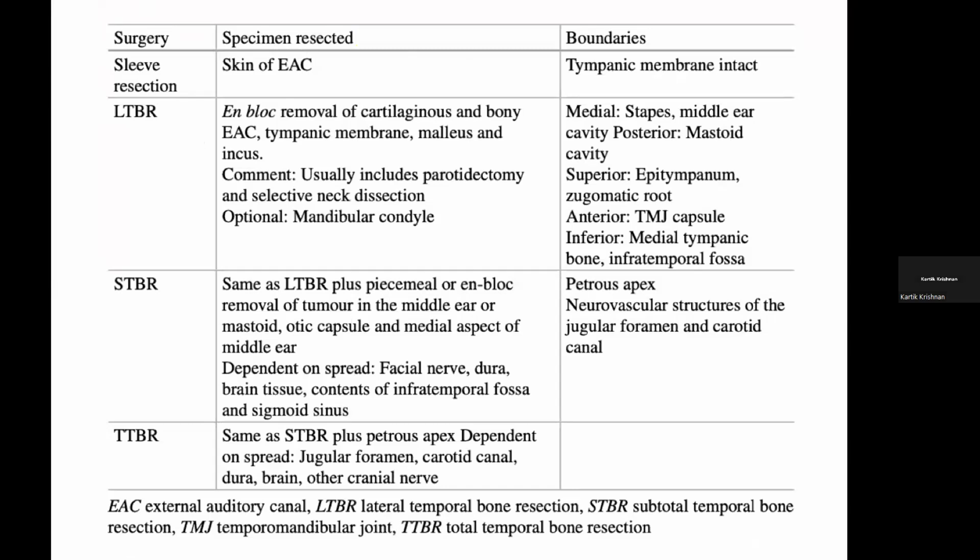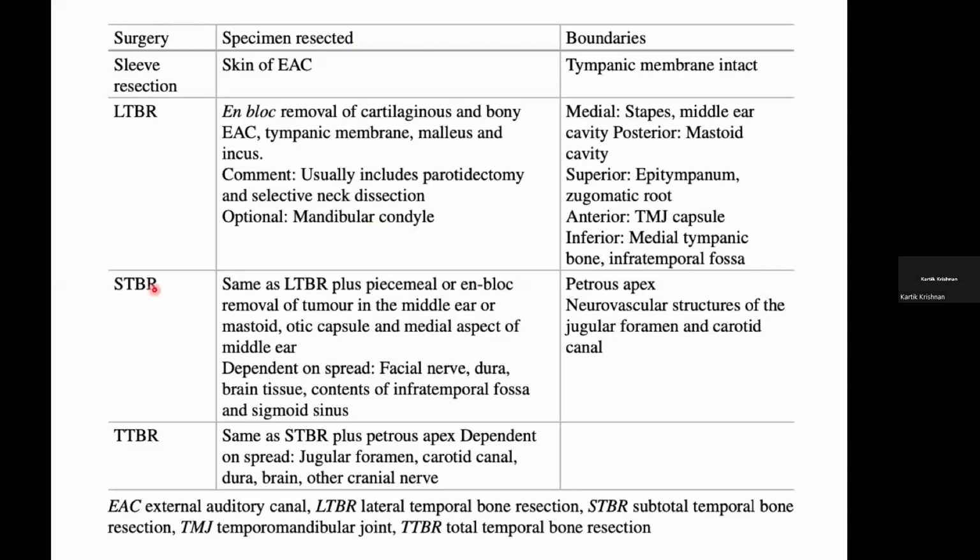It is en bloc removal of your cartilaginous and the bony EAC along with your tympanic membrane and the malleus and incus. And then you can do a parotidectomy and a neck dissection at the same time. Condyle may or may not be removed depending on the disease status. So this is your lateral temporal bone resection.